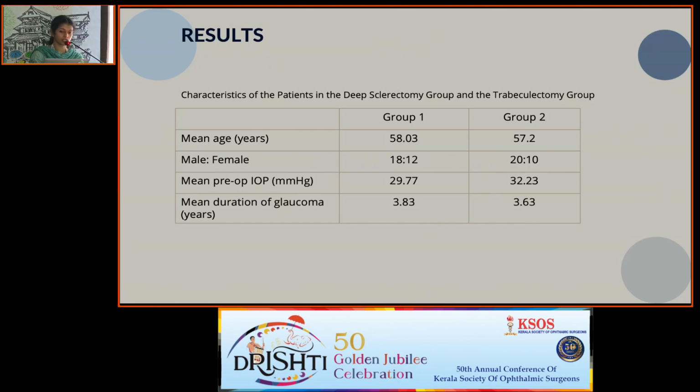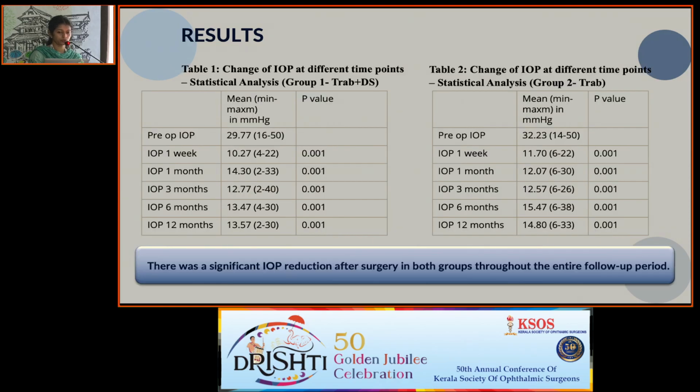These are the characteristics of the patients in the deep sclerectomy group and the TRAP group. The mean age was 58.03 in group 1 and 57.2 in group 2. The male to female ratio was 18 to 12 in group 1 and 20 to 10 in group 2. Mean pre-op IOP was 29.77 in group 1 and 32.23 in group 2. Mean duration of glaucoma was 3.83 years in group 1 and 3.63 years in group 2.